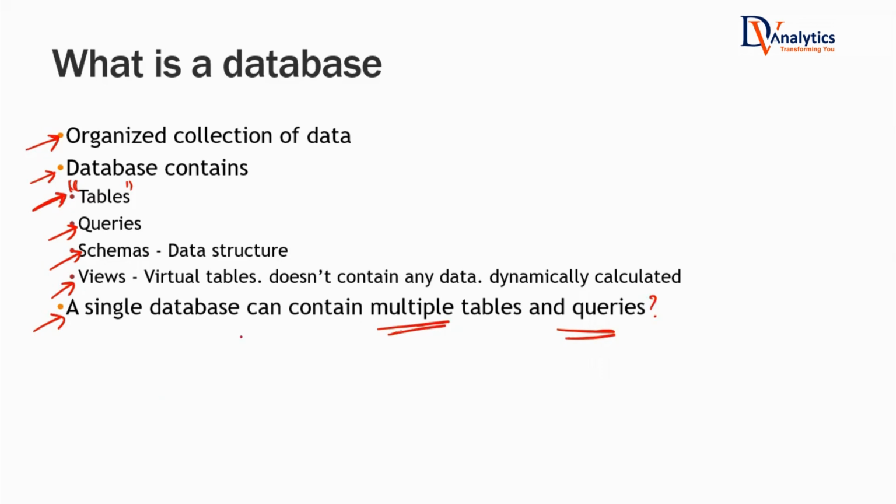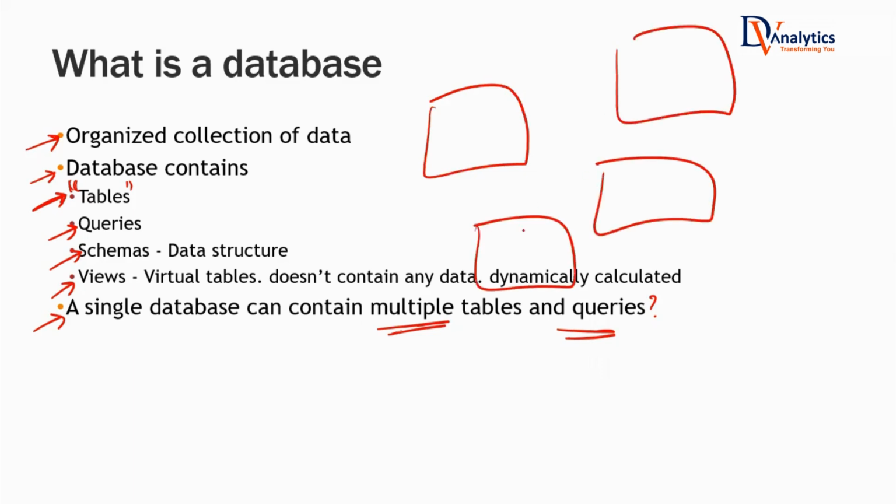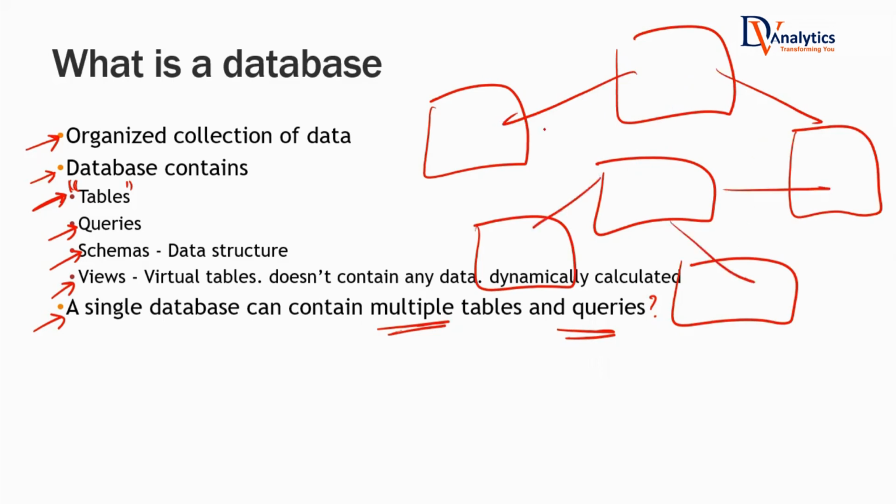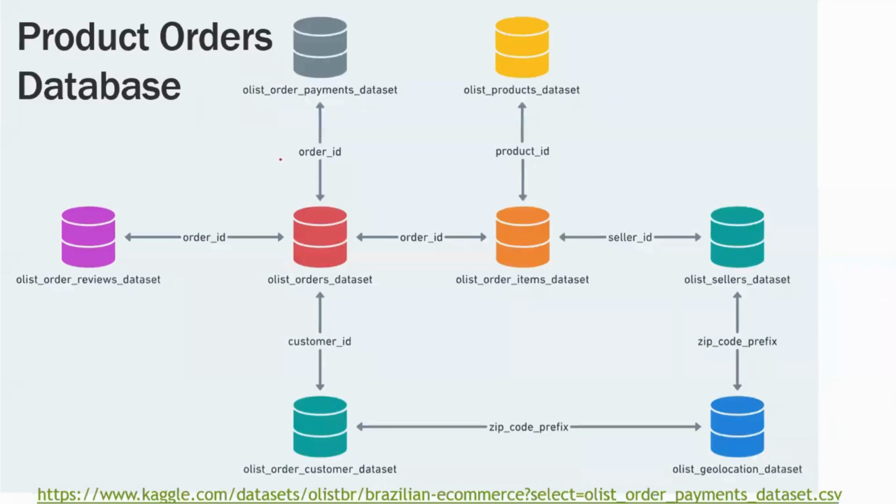As of now, what I'm trying to tell you is a database is a collection of multiple tables which are connected to each other. Maybe one table will contain product related data. The other table will contain all the sellers related information. The other table will contain all the customer related information. The other table will contain all the order related information, delivery related information, payments related information is another table. So a typical e-commerce website contains a database which has these tables.